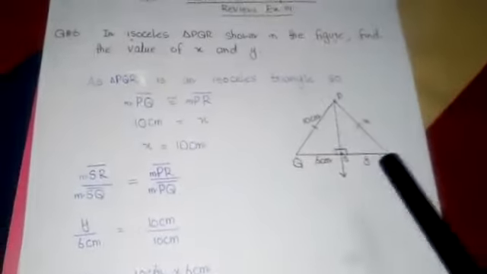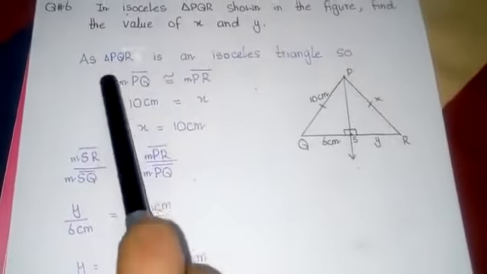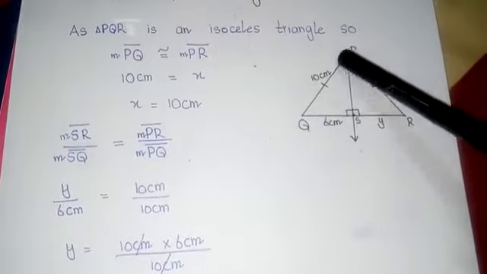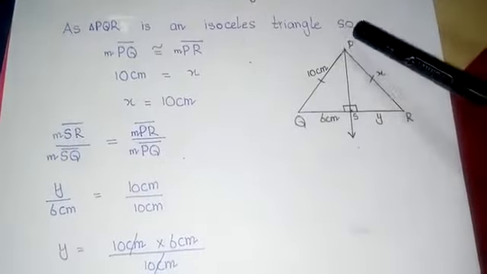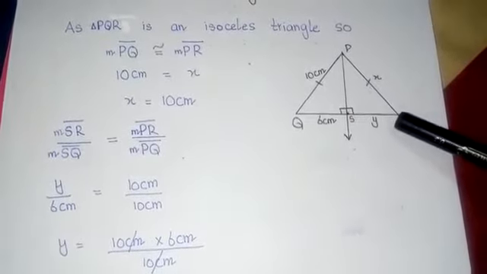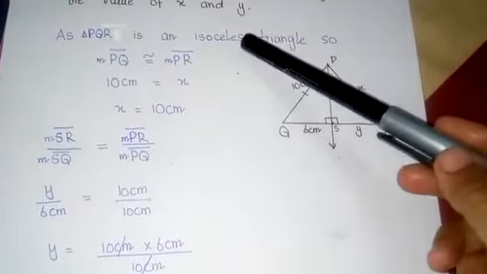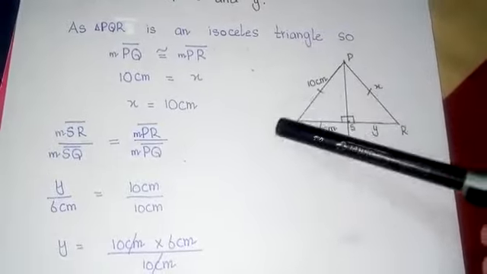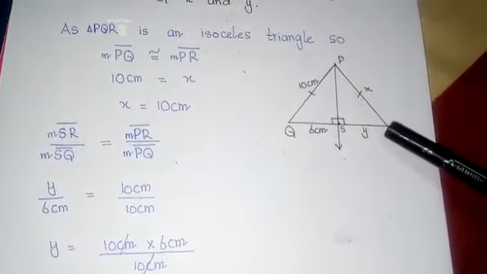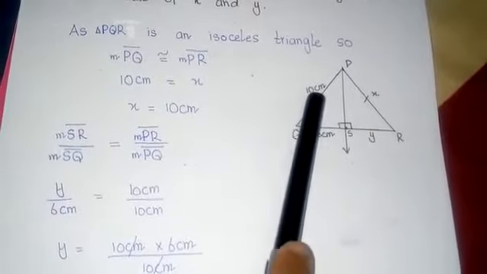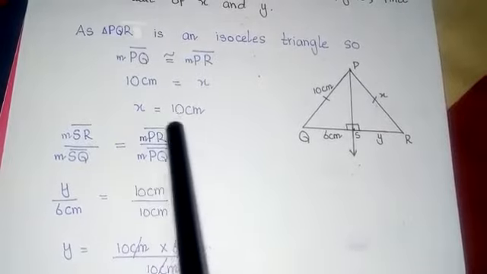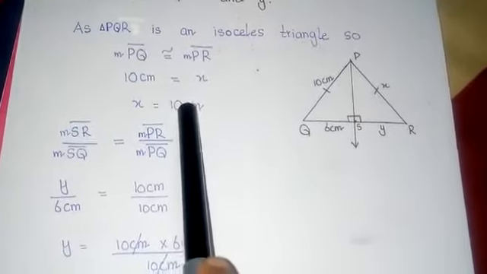Here we have the diagram. So as triangle PQR is an isosceles triangle, the measurement of PQ will be congruent to the measurement of PR. Again, I have repeated the definition of an isosceles triangle, that it is a triangle in which two sides are congruent. So PQ will be congruent to PR. Clear? The value of PQ is 10 centimeters and the value of PR is x. So the value of x is 10 centimeters. Clear? Now we have to find the value of y.